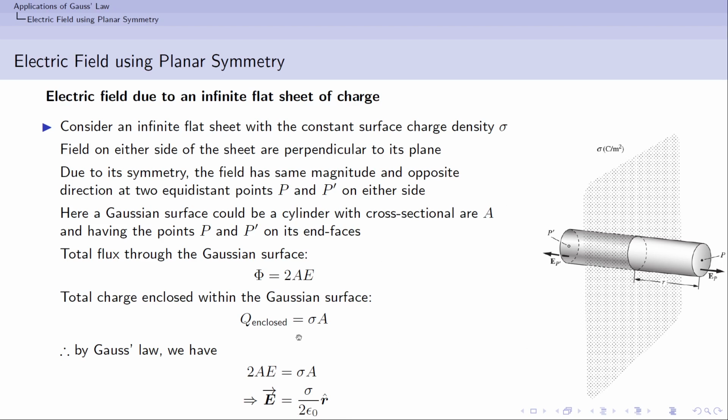Once again you realize how easily we were able to find the electric field compared to finding it with Coulomb's law. That is basically the power of Gauss law. Gauss law helps us find the electric field in a very elegant way in problems where there is some kind of symmetry, namely spherical symmetry, cylindrical symmetry and planar symmetry.